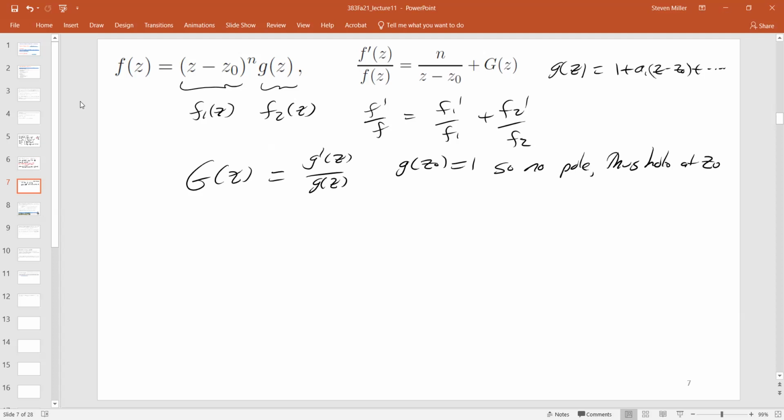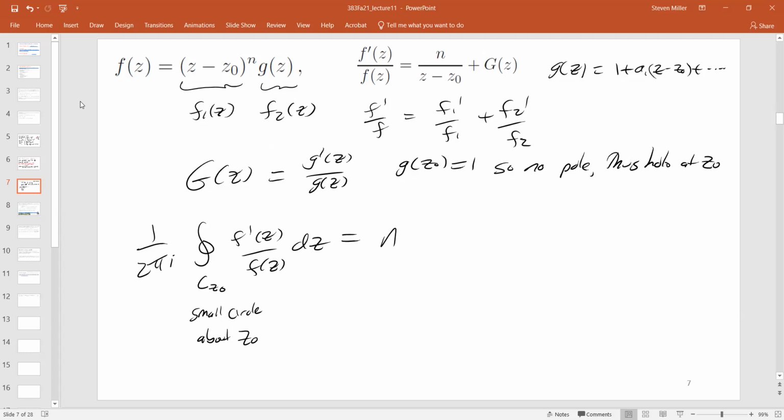So what would you get if you did 1 over 2 pi i, the integral over a small circle centered at z naught of f prime of z over f of z dz? What would you get? It would just be n. A small circle about z naught. Why? Yeah, it's just the residue of f prime over f at z naught. And that residue is just n.